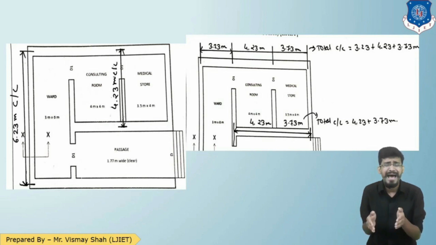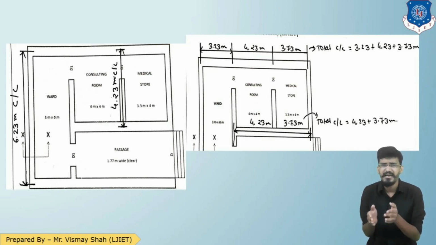that is 3.73. There are 2 major horizontal ones, at the top of the plan and at the bottom of the plan. And there is 1 semi-horizontal wall connecting the medical store and consulting room, as highlighted in the figure. The center to center dimension for that wall will be 4.23 plus 3.73. What I have done is add the center to center distance for the consulting room in the horizontal direction and the center to center distance for the medical store in the horizontal direction.